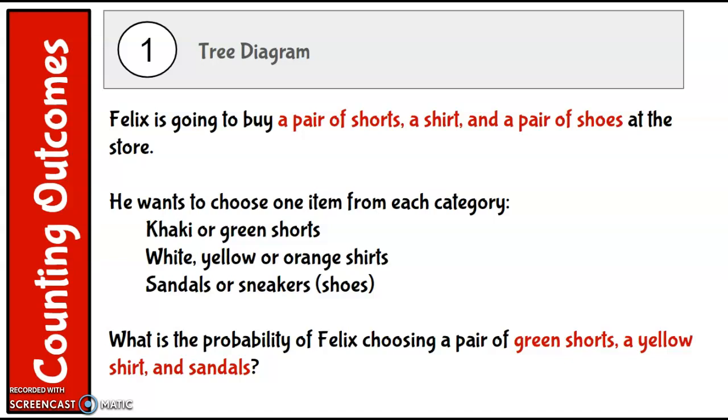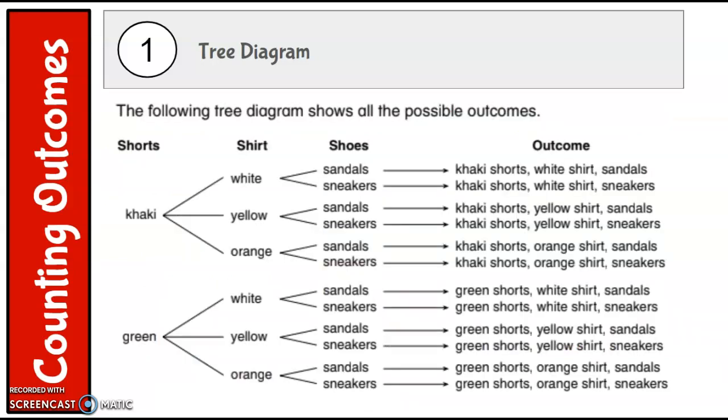We can create a tree diagram to help us figure this out. So it's still the concept of the number of favorable outcomes, which in this case would be choosing a green short, yellow shirt, and sandal, over the total number of possibilities. But how many different outfits could he make out of these shorts, these shirts, and these shoes? So a tree diagram can help us to see this.